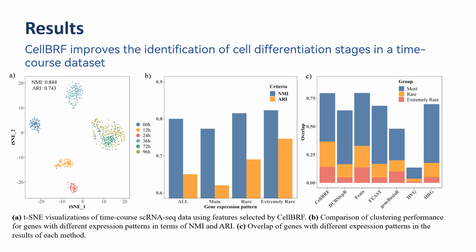We test the clustering performance of genes with different expression patterns. Our results indicate that these genes with real expression patterns may have more discriminative information that can help identify the stages of cell differentiation. Then we calculate the overlap percentage of different expression patterns with respect to the results for each method in Figure C. We further observed that the overlap percentage of genes with real expression patterns in the CellBRF results is higher than those of other methods.